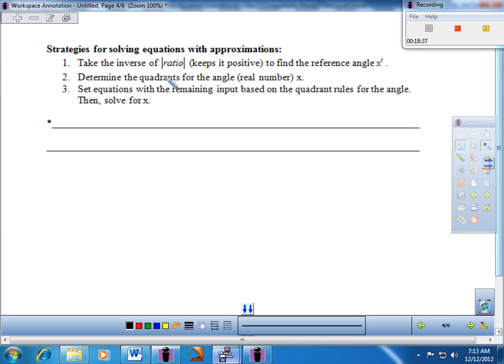So step number 1, find the reference angle. We're going to call that x prime. Then step 2 is to go back and look and see which quadrants our actual angles, our solutions, are going to be in. So we've got to talk quadrants, where things are positive and negative. And then after that, everybody, step 3, we're just going to solve. We're going to use our quadrant rules for the angle and solve for the variable.